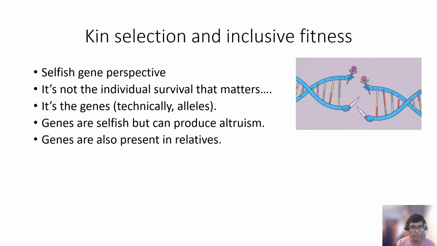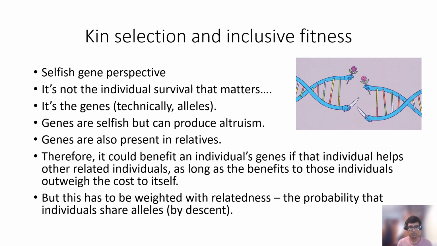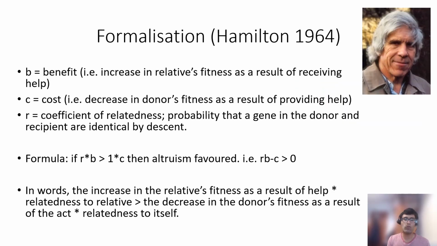And the way in which this might work is that genes are also present in relatives. And so it could benefit an individual's genes for that individual to help other related individuals, because those related individuals would carry, with some probability, the same genes. And this would be the case as long as the benefits to those individuals outweigh the cost to itself. The problem is this has to be weighted by relatedness, which is the probability that individuals will share alleles by descent. And this was formalized by Bill Hamilton in 1964.